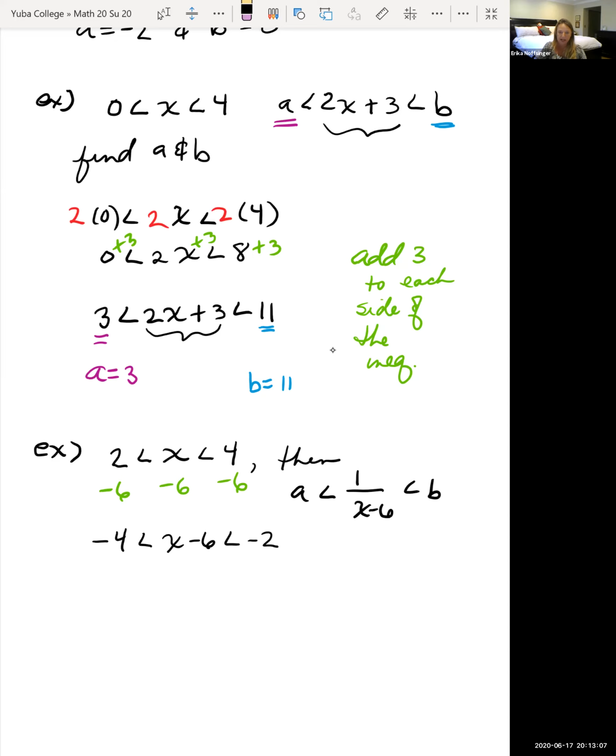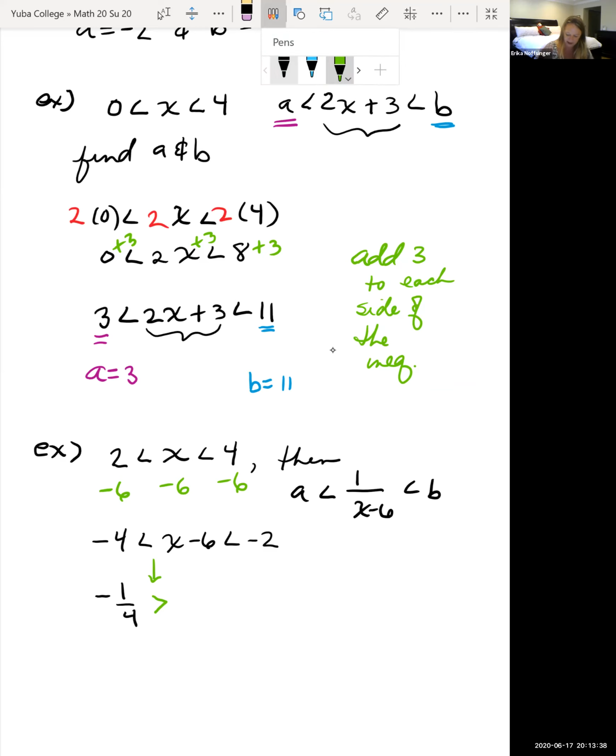And so when we take the inverse, when we take the reciprocal, that's going to change the direction of these inequalities. So let's take the reciprocal of everything. So basically, negative 4 becomes negative 1 over 4. But that changes, again, the direction. So this is now becoming greater than the reciprocal of x minus 6.